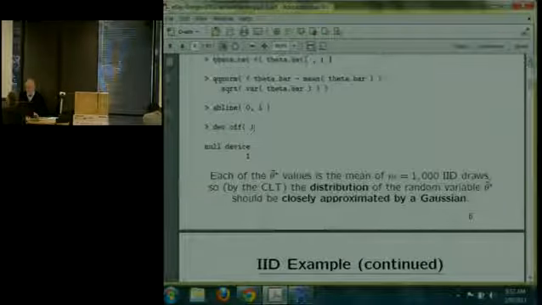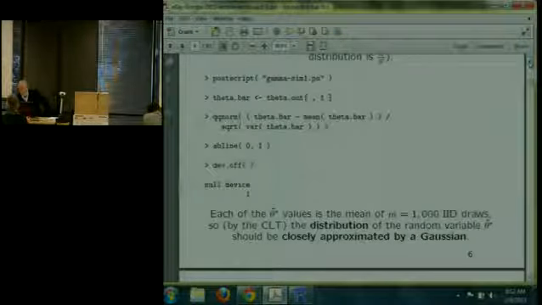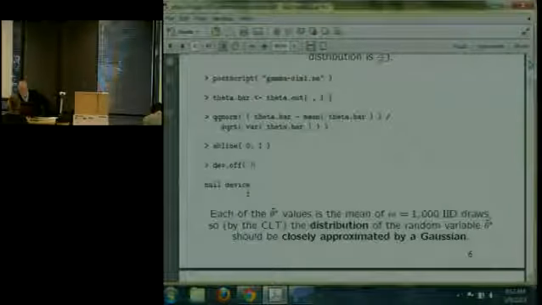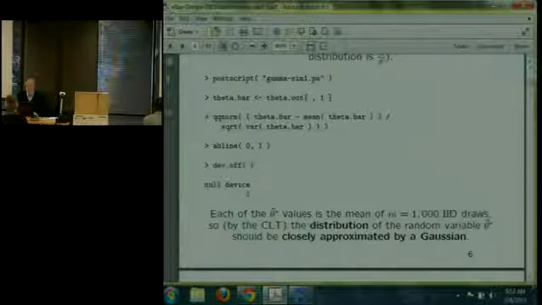Well, we know that each of the theta bar star values is the mean of 1,000 IID draws. And we know that the central limit theorem says that as long as the number of values going into each mean, which here is called little m, is big, you're going to get a nice normal curve for the repeated sampling distribution of those theta bar stars. And so I can make a normal quantile plot to see whether they are rather normal. That command in R is called qqnorm.